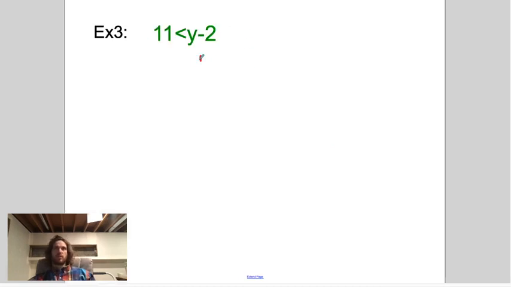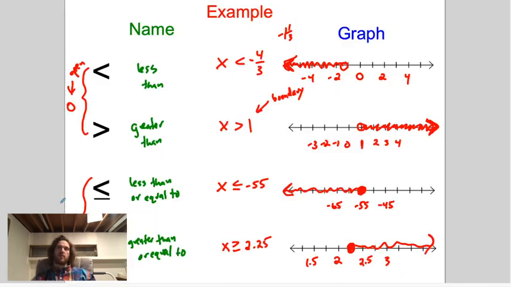Next question. Okay, inverse operations, just like solving an equation. If that said equals, we'd be adding 2 to both sides. +2, +2. You end up here with 13 is less than y. Now, if you try and graph this, the arrow is pointing to the left, but remember it's not in simplest form. I want you to flip that around, change the direction. You can change the order of an inequality.